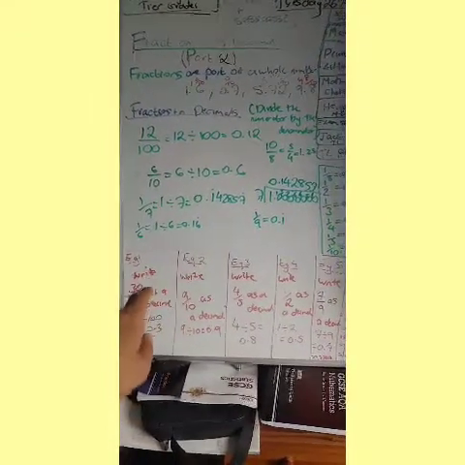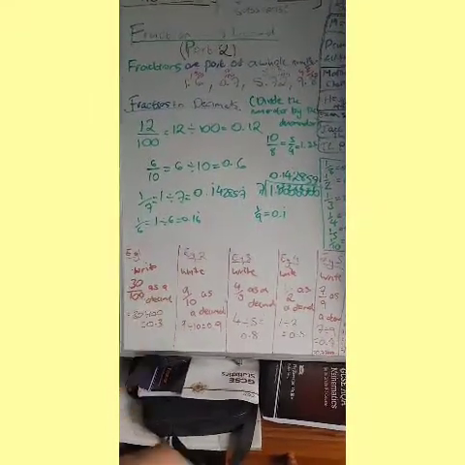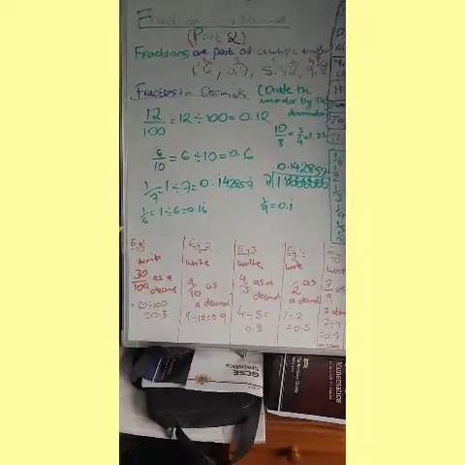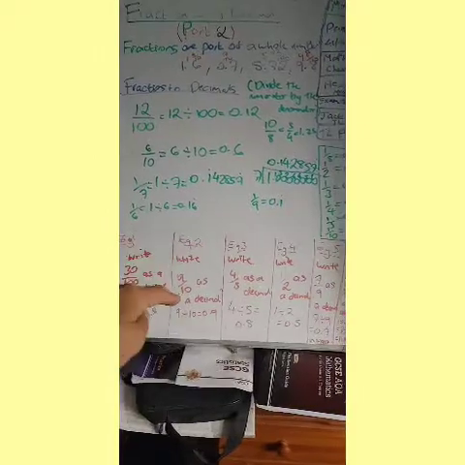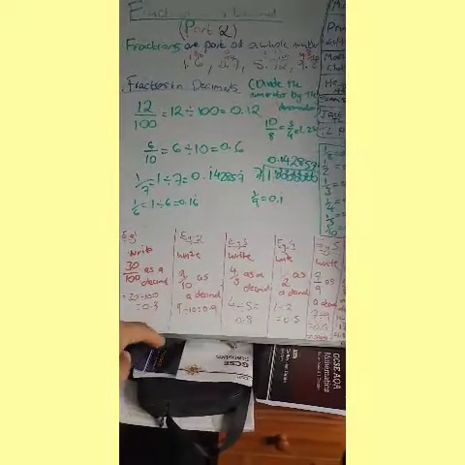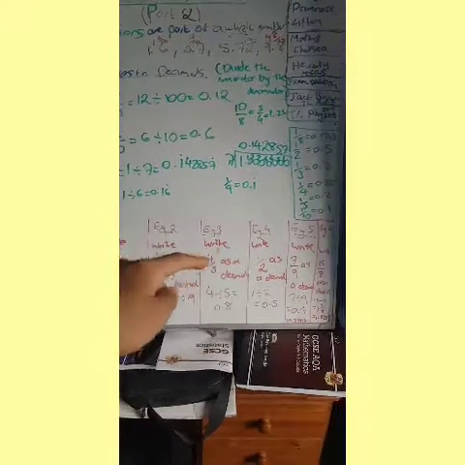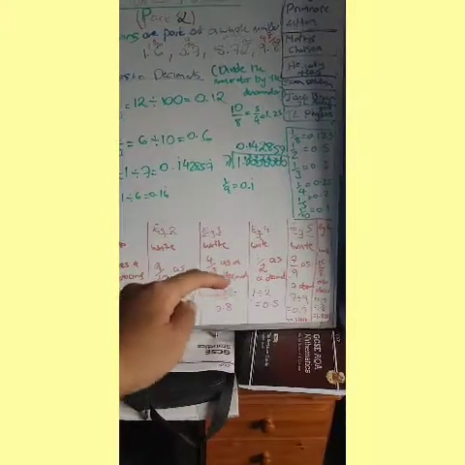Right guys, we're going to look at 6 examples for today's lesson. Write 30 over 100 as a decimal. It's going to be 30 divided by 100, which is 0.3. Write 9 tenths as a decimal. 9 divided by 10 is 0.9. Write 4/5 as a decimal. 4 divided by 5 is equal to 0.8.